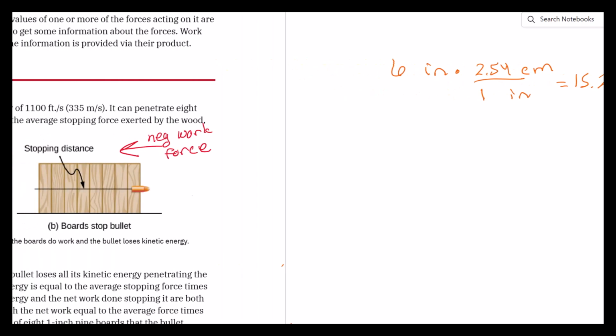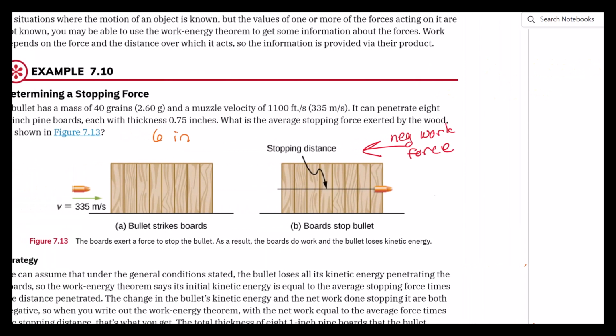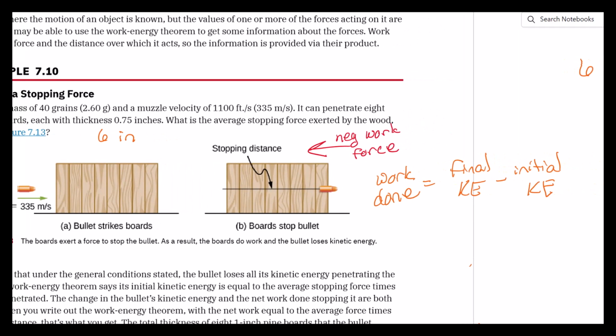Okay, so now let's see what I'm going to do next. I know that the work done is equal to the final kinetic energy minus the initial kinetic energy. The force is bad at its job because it's trying to stop the bullet. I mean, it does eventually stop it, but it's still moving forward. So some force that's bad at its job over a distance of 0.1524 meters.